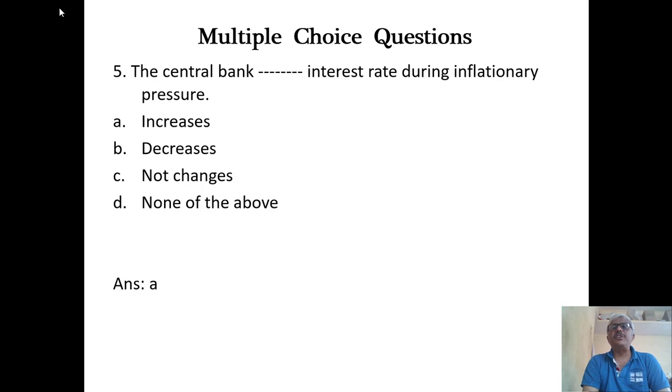Central bank dash interest rate during inflationary pressure, that is, increases the rate of interest during inflationary pressure. This is the way you all need to understand the relationship between the rate of interest, the bank interest rate, and inflation.